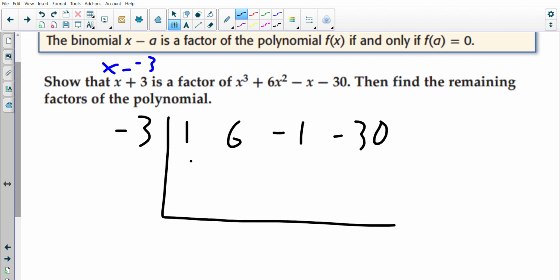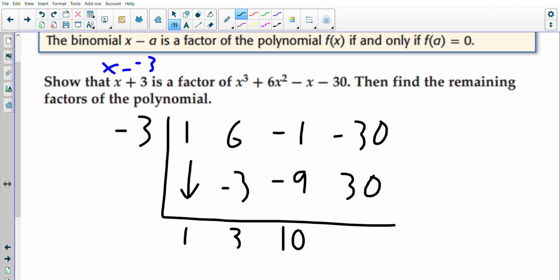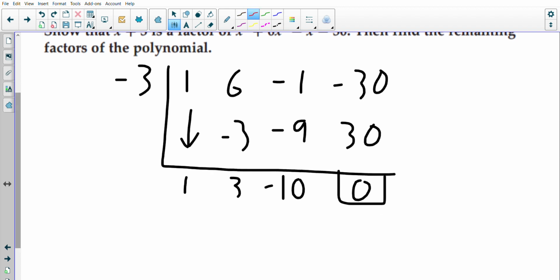So drop that 1, multiply, and add. Multiply, and add. Multiply, oh, let's be a positive, and add, and we get 0 again. So now we're down to just the quadratic x squared plus 3x minus 10. So now I can factor that.